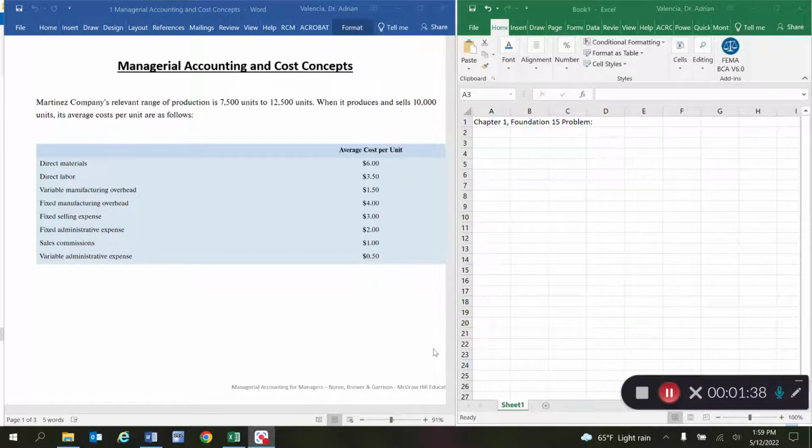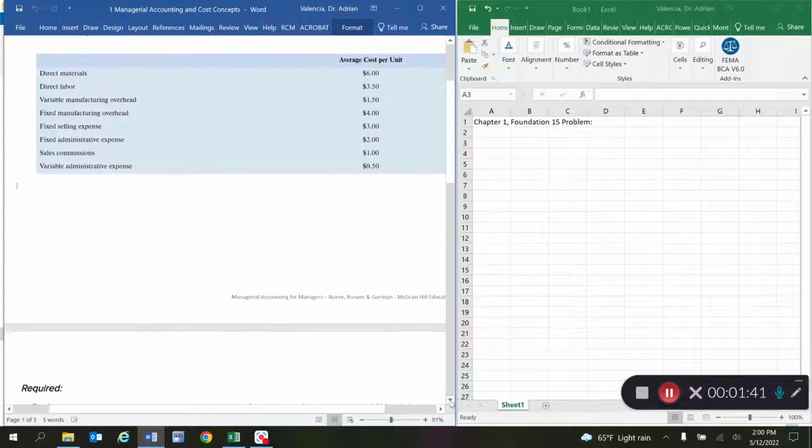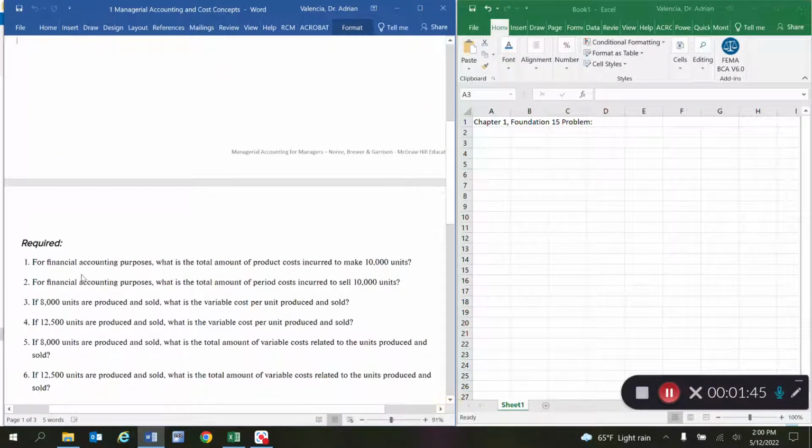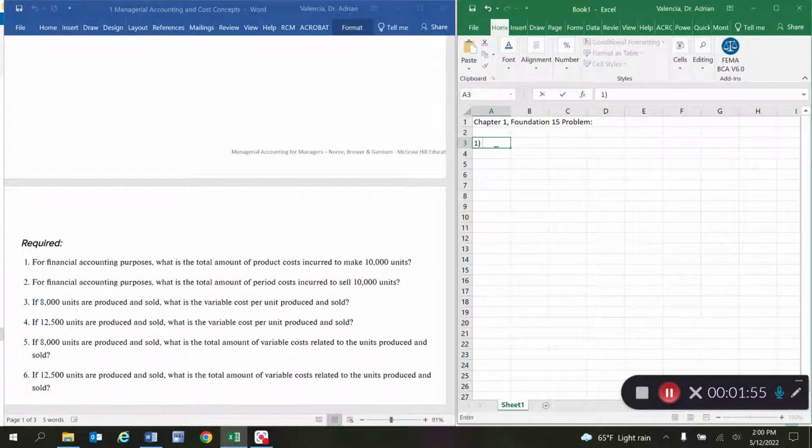Okay, so when we look at what we need to solve here, the first question asked, for financial accounting purposes, what is the total amount of product cost incurred to make 10,000 units? So for the manufacture of 10,000 units, I'm going to calculate total costs for 10,000 units. Now, keep in mind that they mentioned that this is for financial reporting purposes. And for financial reporting purposes, we used absorption costing, which includes all manufacturing related variable cost plus all manufacturing related fixed overhead cost. So that's what absorption costing is.